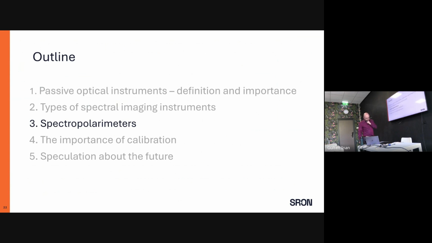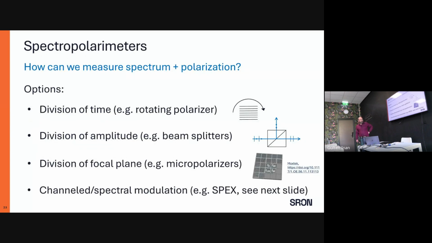Okay, now we have treated spectral imaging instruments. Let's go into spectropolarimeters. For that, we can use very similar instruments to those I've just shown, and we just make them more complicated. What we do is we add some polarization sensitivity.